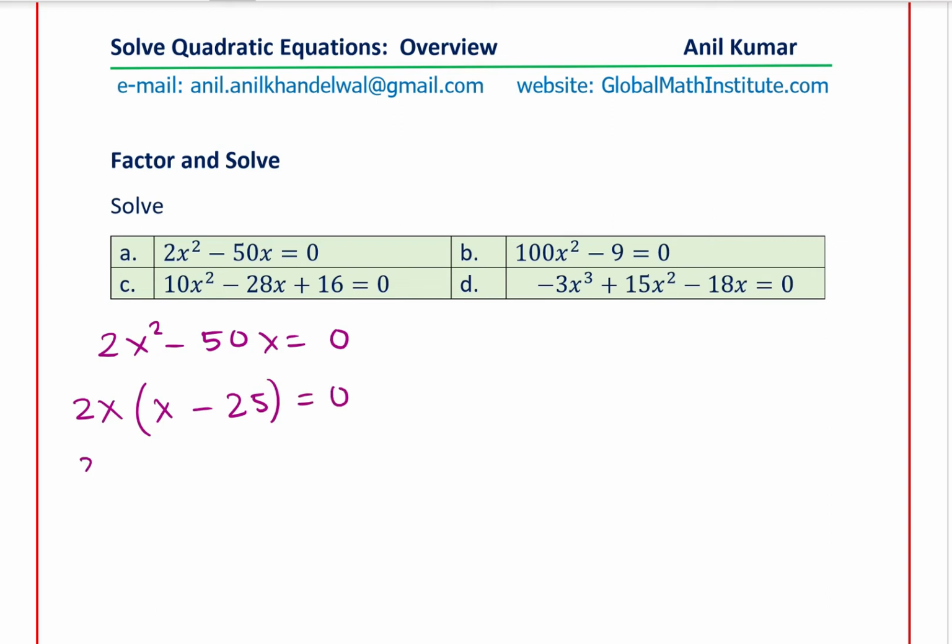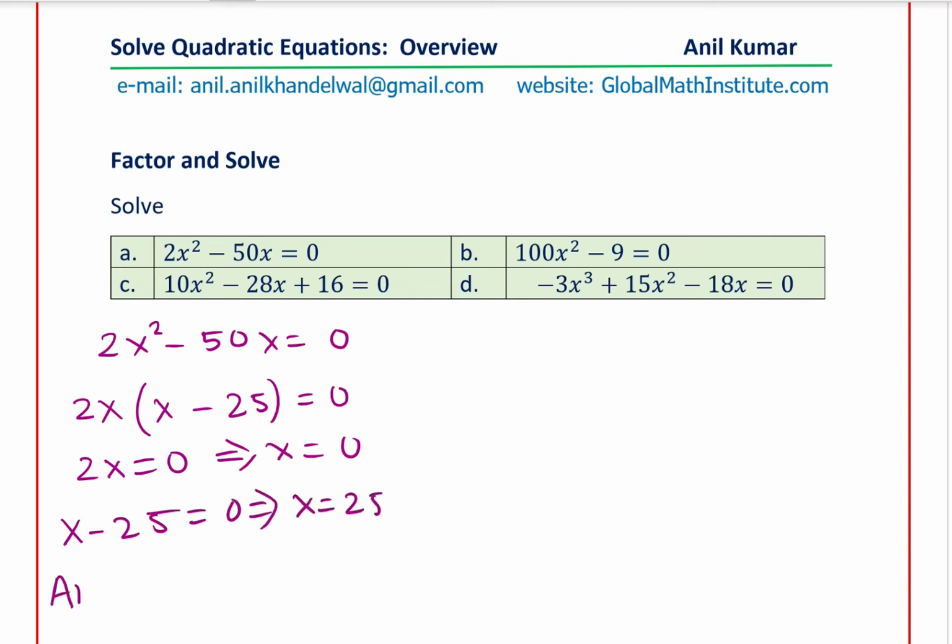Now each factor can be equated to 0. So this gives you x equals 0. The other factor, x minus 25 equals 0, gives you x equals 25. And therefore, we have two answers in this case, which is x equals 0 and 25. Clear? Let's take part B now.